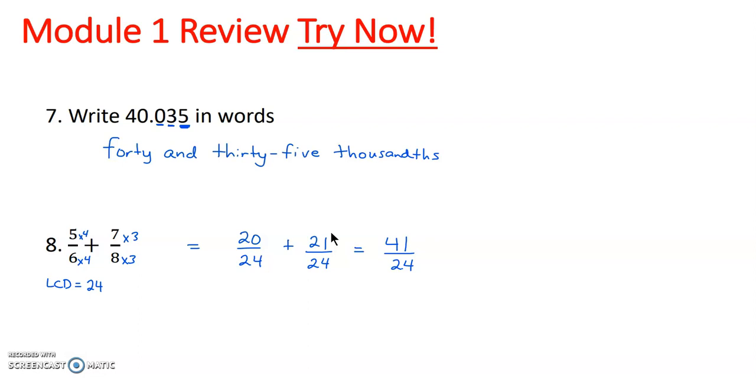And let's make sure that this is a mixed number in lowest terms. So 24 goes into 41 once, and 41 minus 24 is 17. So our remainder is 17 out of 24. And 17 is prime, so we have our lowest terms, 1 and 17/24.